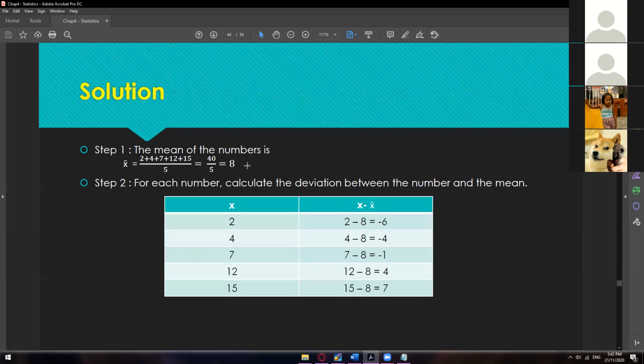Step number 1 is to get the arithmetic mean, which, let's say, is 8. Never mind the verification of whether this is correct or not; let's say we've already gotten the arithmetic mean, which is 8. Again, use the symbol x bar since we have a sample. Step number 2: for each number, calculate the deviation between the number and the mean. Just deduct it from our data: 2 minus 8, 4 minus 8, 7 minus 8, and so on. Once you're done, just leave it as it is: negative 6, negative 4, negative 1, 4, and 7.